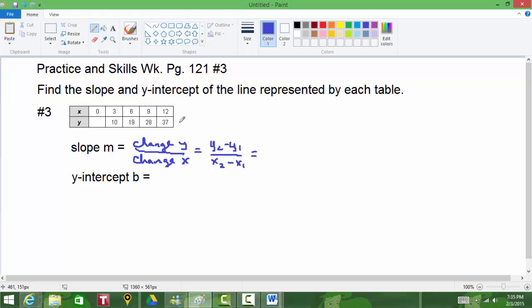We're going to take a look at our table. We're going to look at our y's. So we're just going to pick any 2 points. So let's say I'm going to pick this point right here, and I'm going to pick this point right here. Okay, and remember, in reality, what they really are, it's really 6, 19, and the other one is really 9, 28.